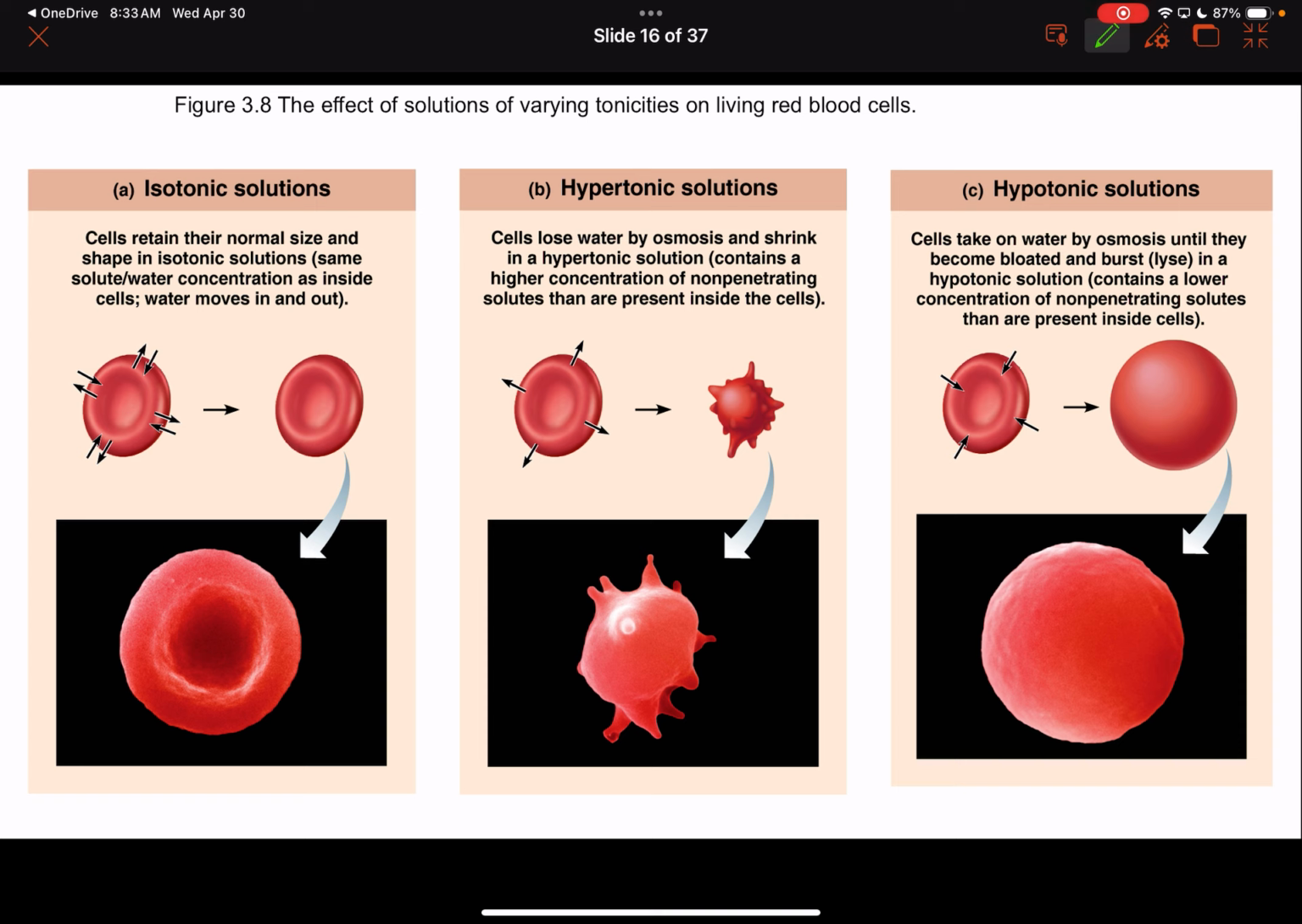This is just another diagram showing you what happens in these different solutions. So again, isotonic, the cell is going to stay the same because water is moving in and out at the same rate. Hypertonic solution, that cell is going to shrivel or crenate. And then with a hypotonic solution, that cell is going to swell. And either one of these two over here, the crenation or the swelling, that is going to mess with cell function. If there's too much water or not enough water, then you're going to have some dysfunction in those cells. Questions there? Okay.